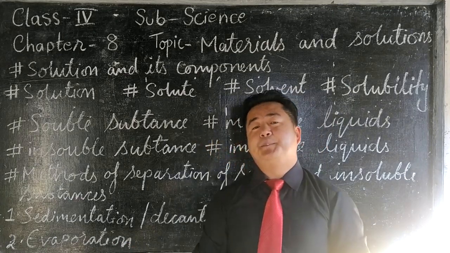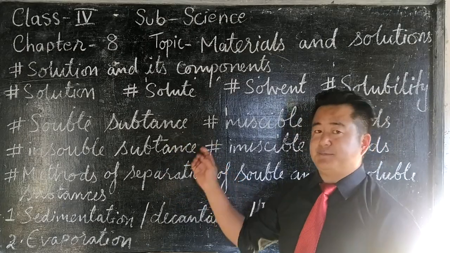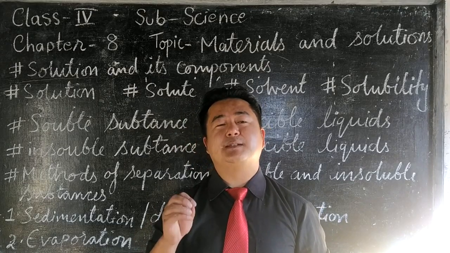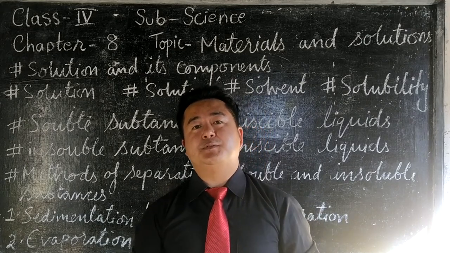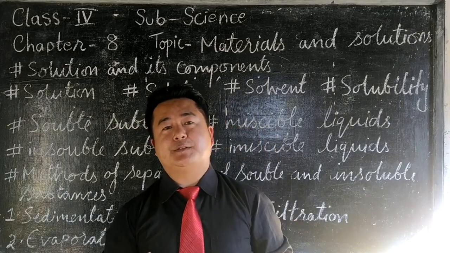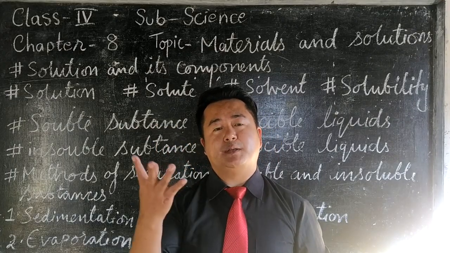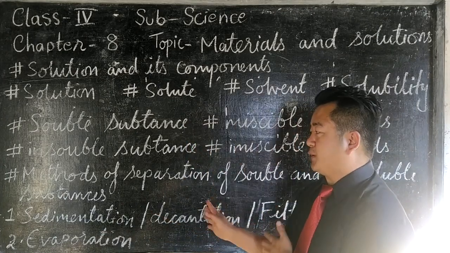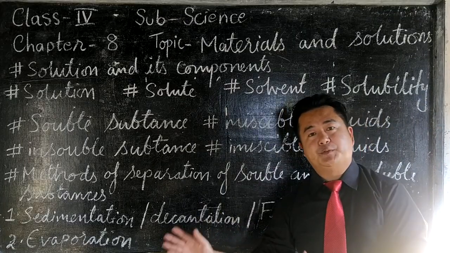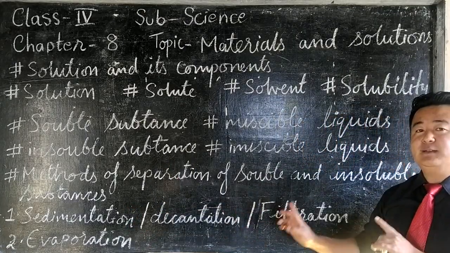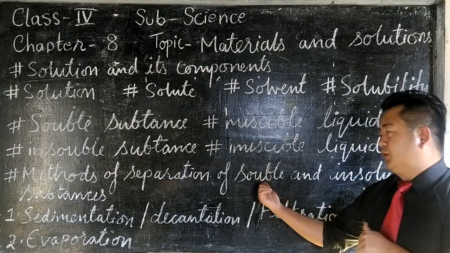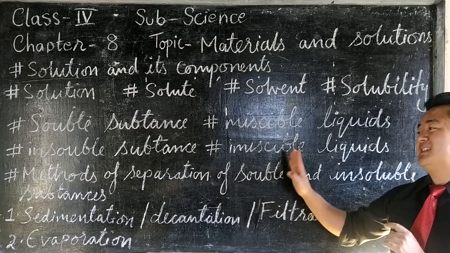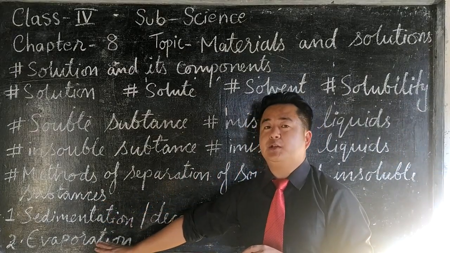Evaporation is a method which is mainly used for soluble substances. For example, if you mix sugar or salt in water, you have to use the process of heating. After a certain period of time, the water gets evaporated and all the soluble substance will remain in the container. So these are the various methods of separating substances. For insoluble substances you have sedimentation, decantation and filtration. And for soluble substances, you have to use the method of evaporation.